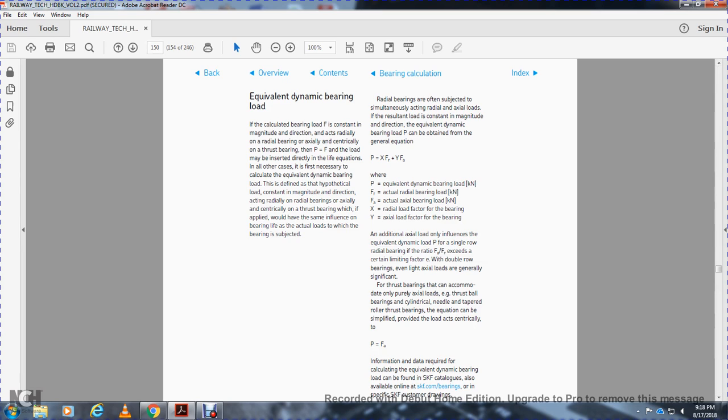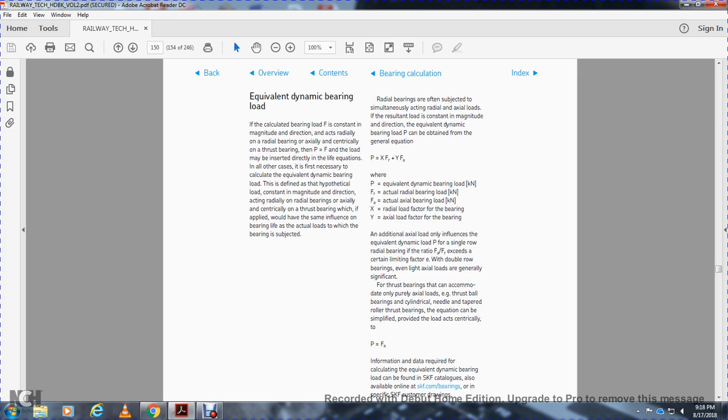Equivalent dynamic bearing load: calculate the bearing load with the magnitude and direction of the action. For a radial bearing with the axle centrally over the thrust bearing, P equals F, the load, which may be inserted directly into the life equations. The first step is to calculate the equivalent dynamic bearing load, defined as a hypothetical load of constant magnitude and direction of action, radial for radial bearings and axial and central for thrust bearings, to which it is applied.